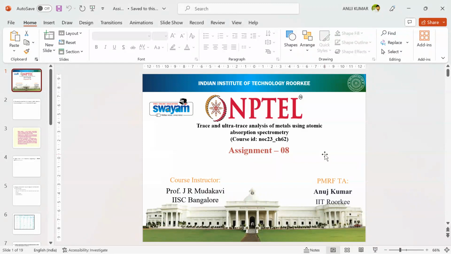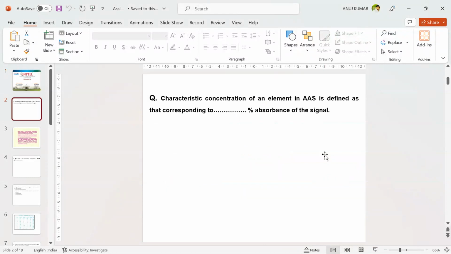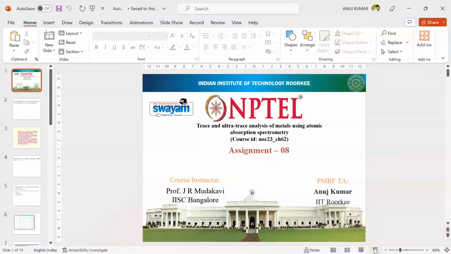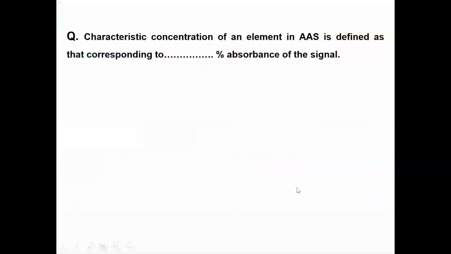So the first question of this assignment is, let me do full. This is the first question, in which you were asked about the characteristic concentration. This is an analytical term. You have to define the characteristic concentration of an element in AAS as that corresponding to how much percentage absorbance of the signal. This is right away picked from your lecture classes. If you remember, please answer me, or after 1 or 2 minutes I'll explain it.